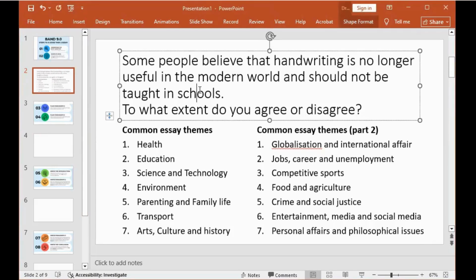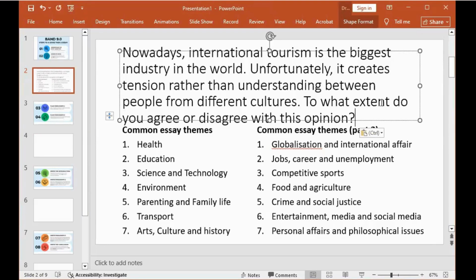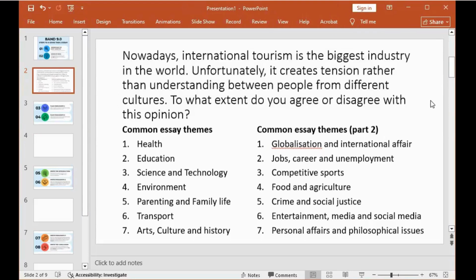So look at this one now. What theme does this essay question fall under? Can you tell me? Art, culture, and history. Are you sure? Why do you say art, culture, and history? We have tourism. International tourism, you can actually travel. Okay, we have globalization and international affairs. I think that's the right word. It falls under globalization and international affairs.